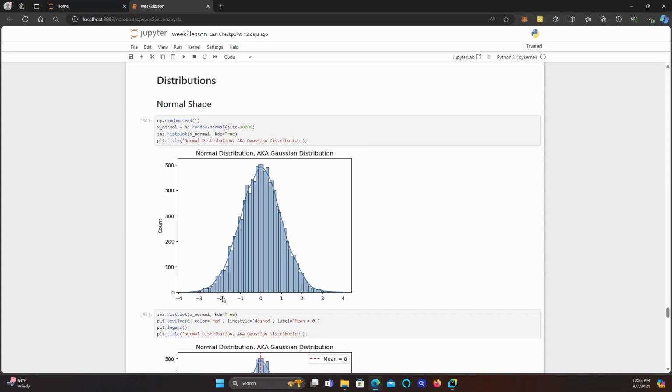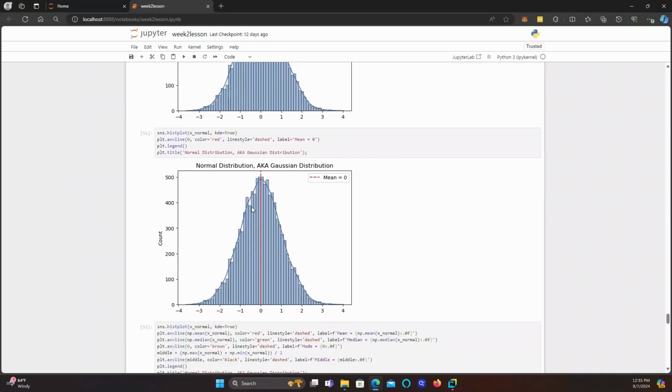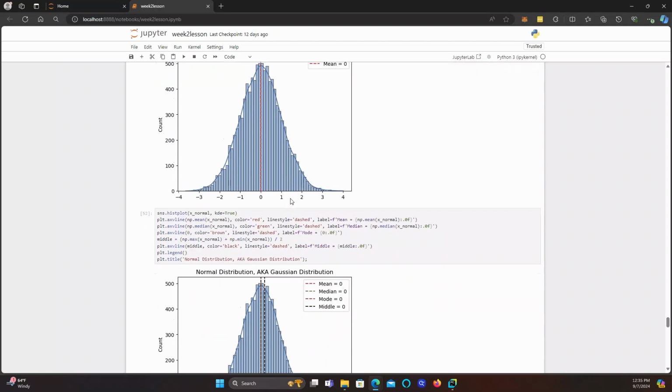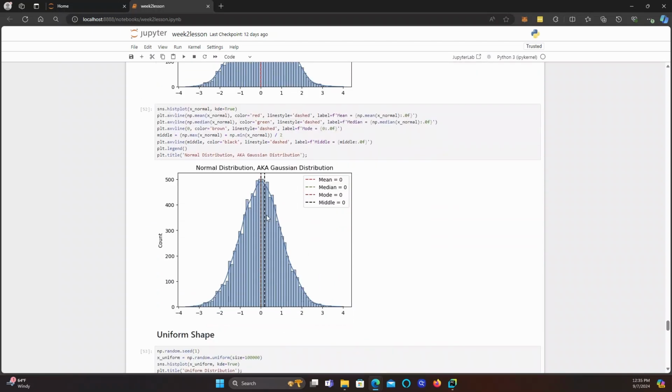95% of the data is between -2 and +2. In a normal distribution, the mean is right in the middle of that hump. And hey, look at this. The mean, median, mode, middle are all in the same place. All of the measures of center that we talked about are right in the same place.